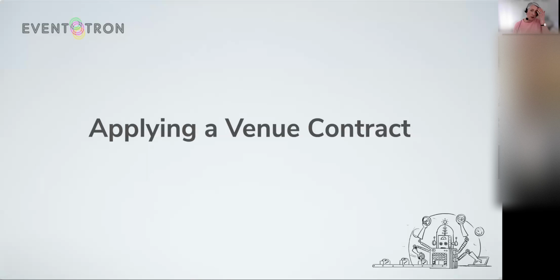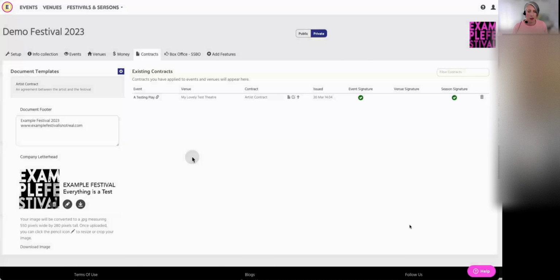So now that we've looked at applying contracts to events, I'm now going to show you how you would do that if you want to apply contracts to your venues. So here we are back in the contracts tab for my festival, and you can see the event signed it there. So I've got that nice green tick.